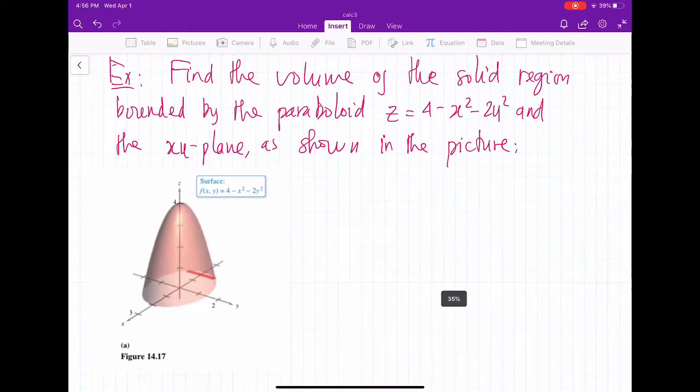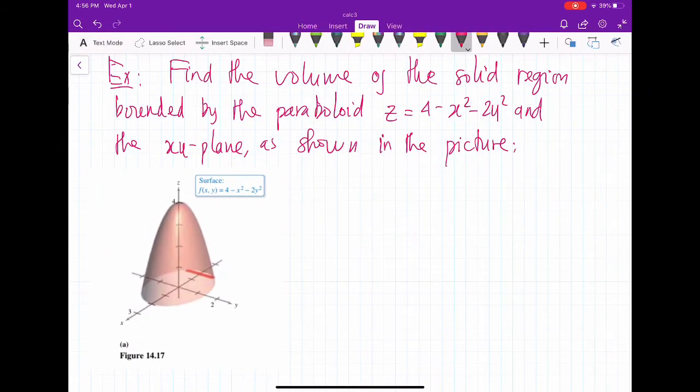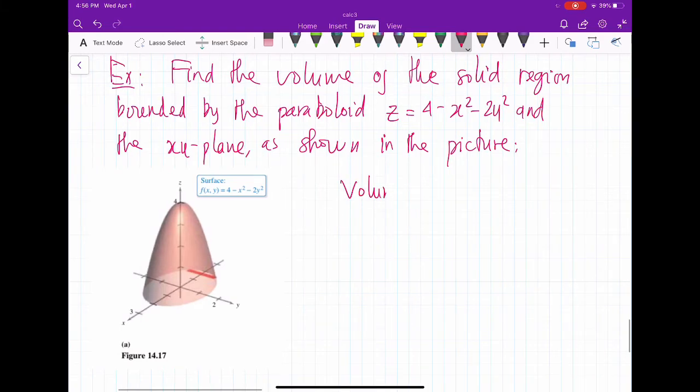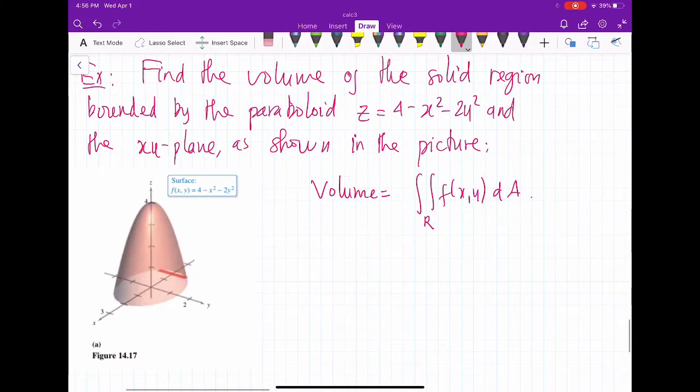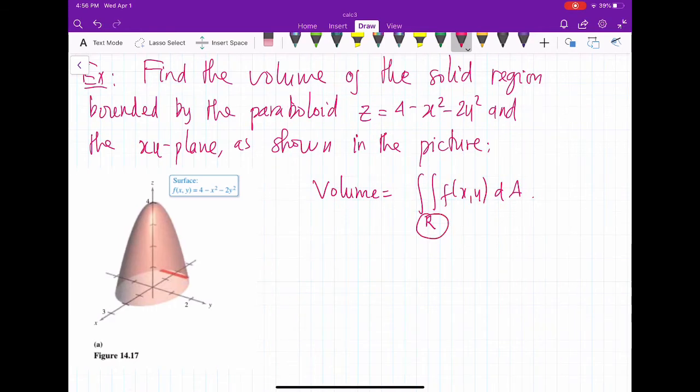All right, so we know that the volume is equal to the definite integral on R of the function dA, right? Now we need to just rewrite it in the form of an iterated integral. But what is R in this situation? How to find R? They didn't give us, but they say the R should be on the xy plane, and that is some kind of intersection, right? Inside of the intersection between this parabola and the xy plane.